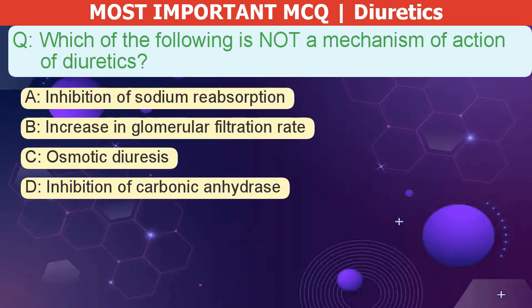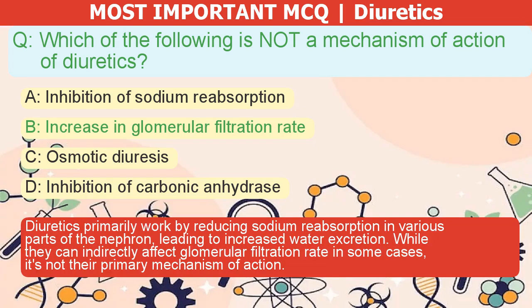Which of the following is not a mechanism of action of diuretics? A. Inhibition of sodium reabsorption. B. Increase in glomerular filtration rate. C. Osmotic diuresis. D. Inhibition of carbonic anhydrase. The correct answer is B. Diuretics primarily work by reducing sodium reabsorption in various parts of the nephron, leading to increased water excretion. While they can indirectly affect glomerular filtration rate in some cases, it's not their primary mechanism of action.